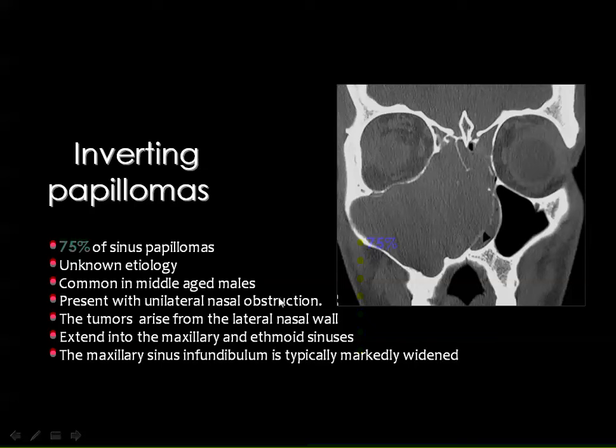It's common in middle-aged males, and it arises from the lateral nasal wall. Then it will result in obstruction of the nasal fossa. It can extend, as I have said, into the maxillary sinus as well as the ethmoidal air cells. The sinus is usually widened, but this is not seen in many cases. But what is very important is the considerable expansion of the nasal fossa where the tumor is.